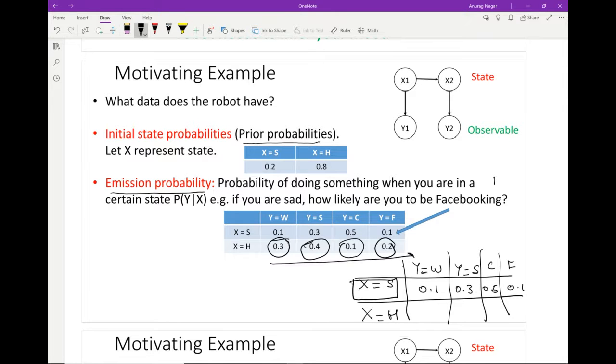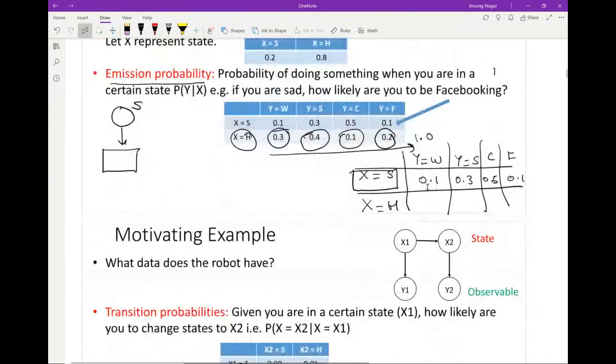All of this has to add up to 1.0 because given the person is in this hidden state, he has to be doing one of the four physical things. He cannot sit idle. I know some people might say, what if he is sad and he is not doing anything? Well, we don't take that case into account. You have to be doing something. You have to be in one of the observed states.